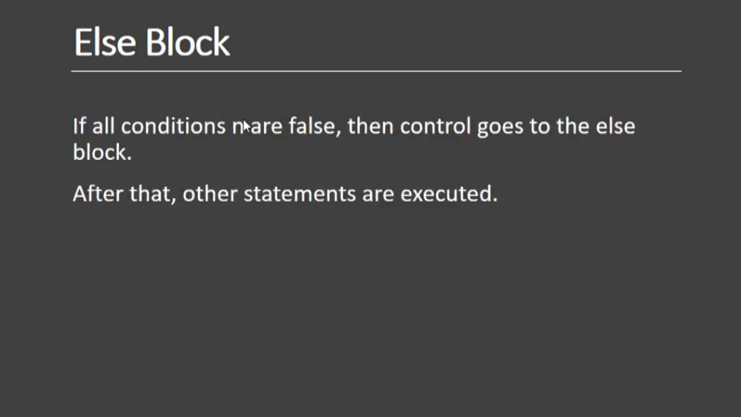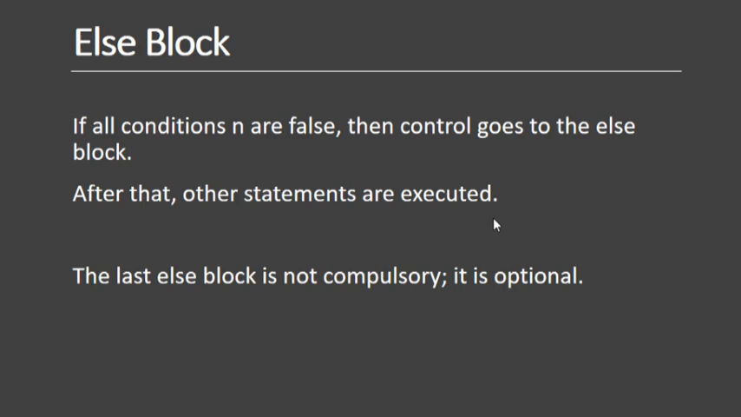If none of the above conditions is true, then by default it goes to the else block. If all n conditions are false, then control goes to the else block. After that, other statements are executed, the statements outside the ladder that you are writing. The last else block is not compulsory, it is optional.